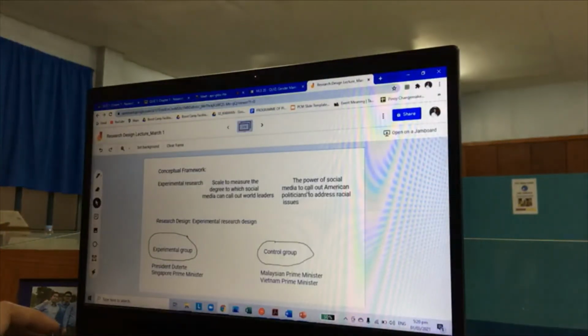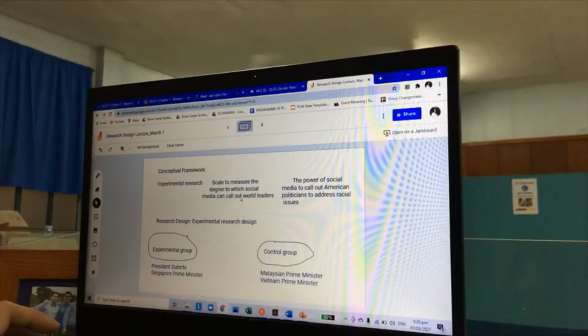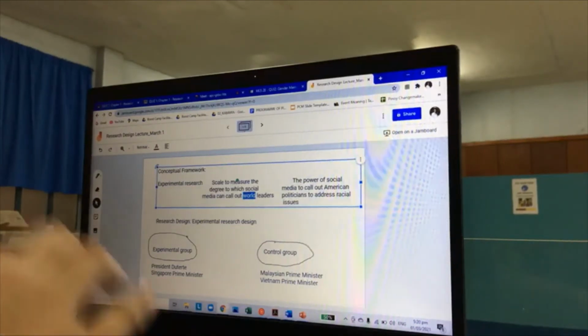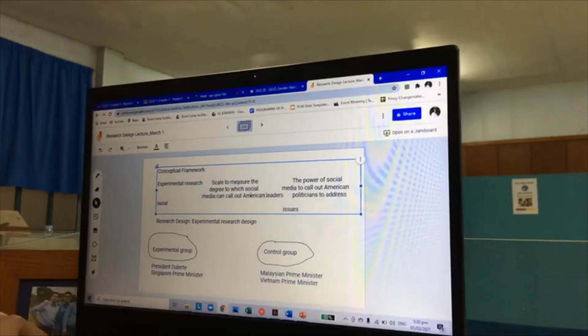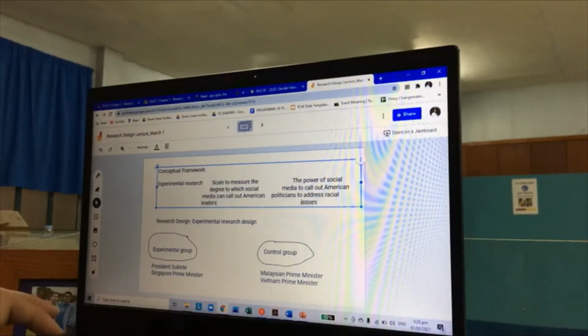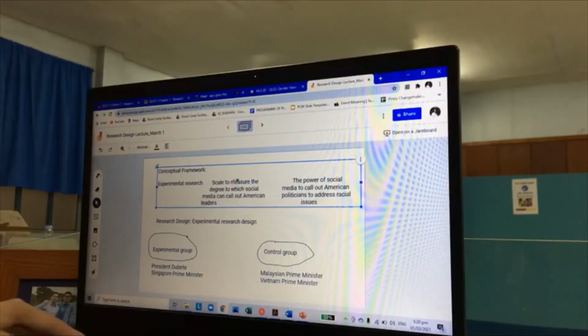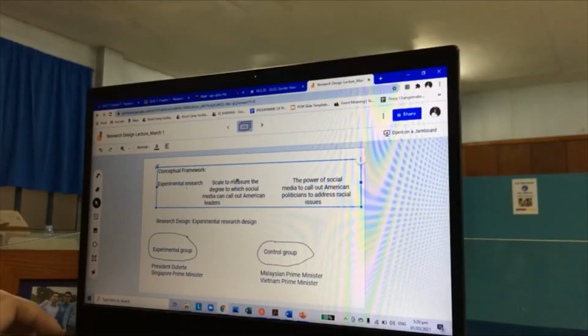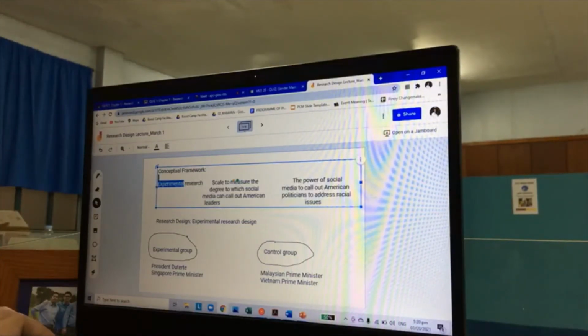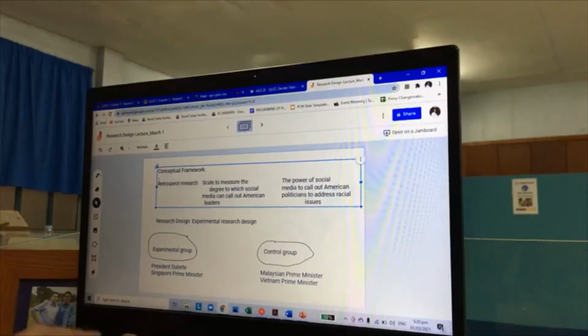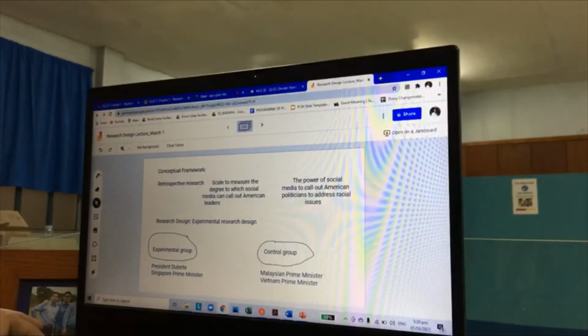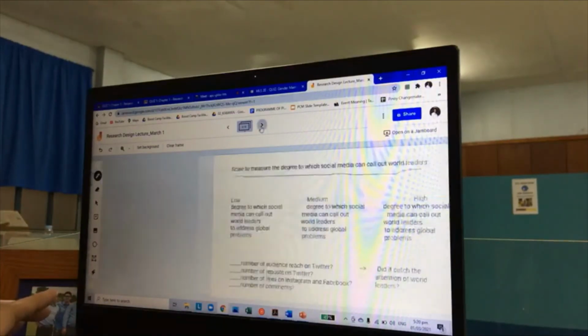So the power of social media to call out American politicians to address racial issues. Scale to measure the degree to which social media can call out American leaders. So ma-change na siya. And in this research design, we'll do a retrospective research. Okay? Alright. So, X na lang sa aning experimental. Kung ano ni siya, i-park lang na to na siya din ha, no? Possibly ni, na maghimo ta control group, pero mas feasible ang retrospective na study.